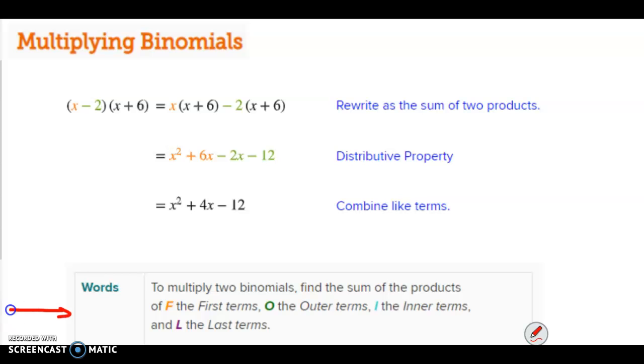in that words description. Okay. There's an acronym we have for this. It's called FOIL. F is for first terms, O is for outer terms, I is for inner terms, and L is for last terms. First, outer, inner, last. So you might hear me say that a little bit. Really, this is just the distributive property happening multiple times.